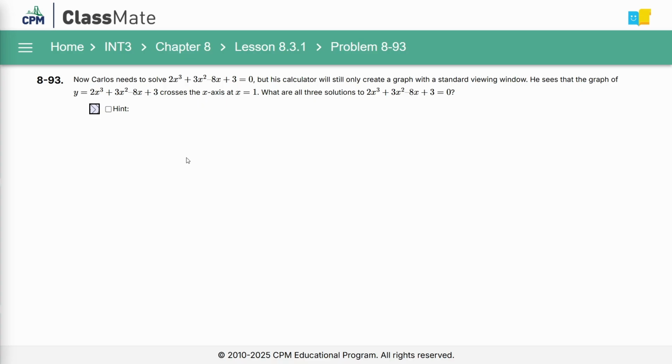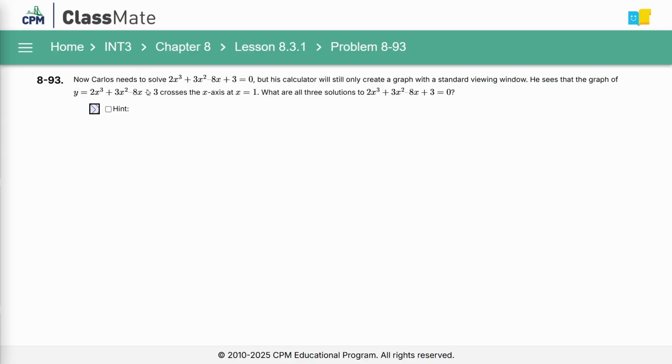All right, here we are on question 8-93. Now, Carlos needs to solve 2x cubed plus 3x squared minus 8x plus 3 equals 0. But his calculator will still only create a graph with a standard viewing window. He sees that the graph of y equals 2x cubed plus 3x squared minus 8x plus 3 crosses the x-axis at x equals 1. What are all 3 solutions to 2x cubed plus 3x squared minus 8x plus 3?